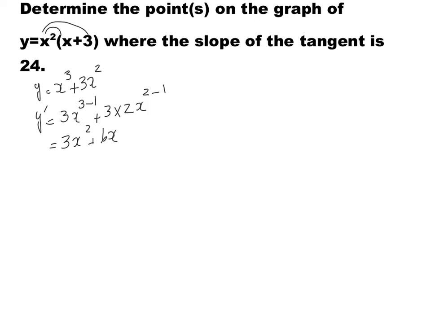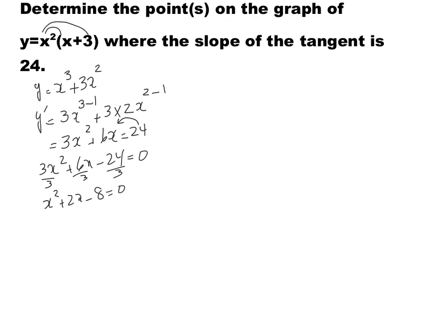Now I want the derivative to be 24 because it says the slope of the tangent is 24, so this has to be 24. I'm going to bring this one to the left. I get 3x squared plus 6x minus 24 is equal to 0. I'm going to divide everything by 3. I'm going to get x squared plus 2x minus 8 is equal to 0.